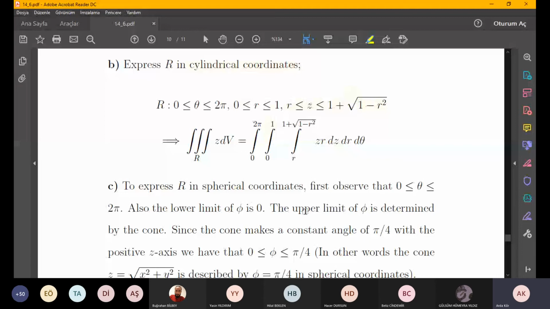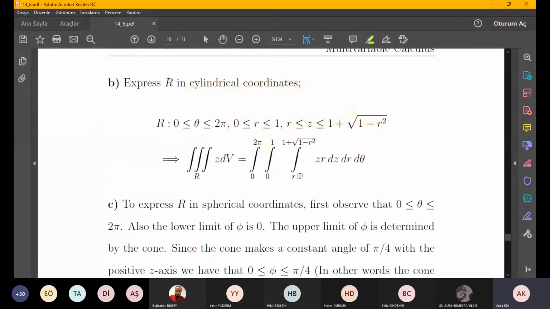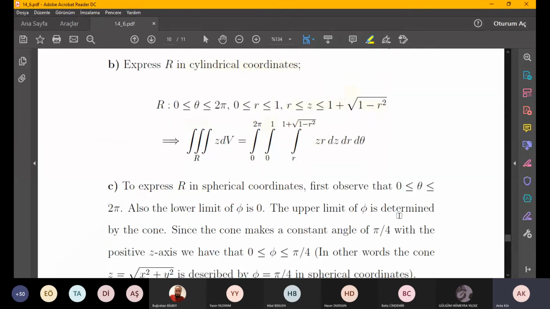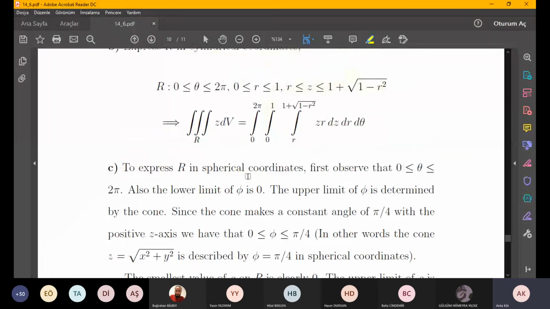First, we can directly observe theta by using the cylindrical coordinates. We have these already, so those are the same thetas. You have already that limit of integration for theta. And also we can directly write the lower limit for phi, which is 0. This is the angle with the positive side of the z-axis.